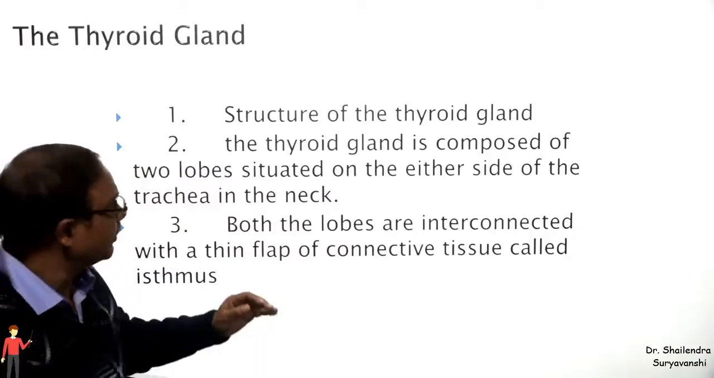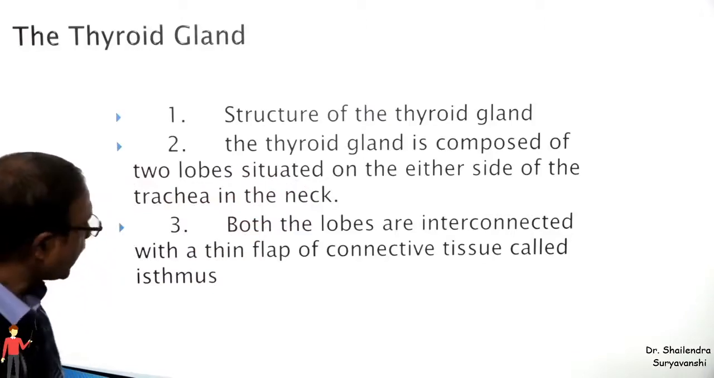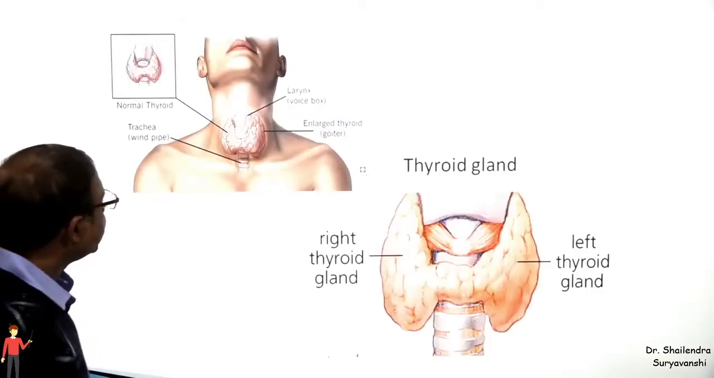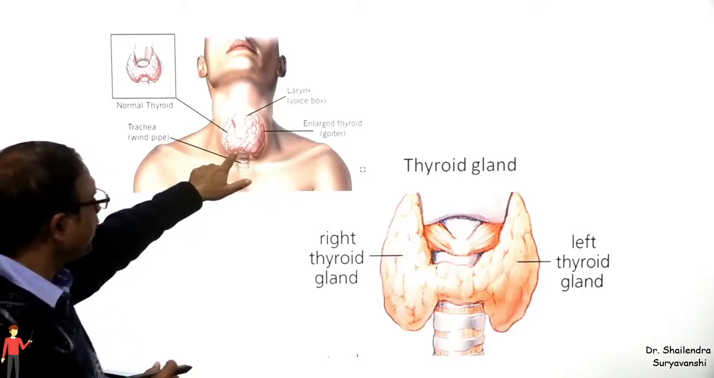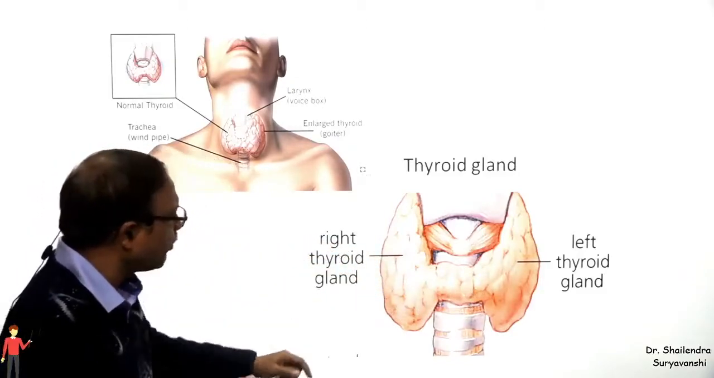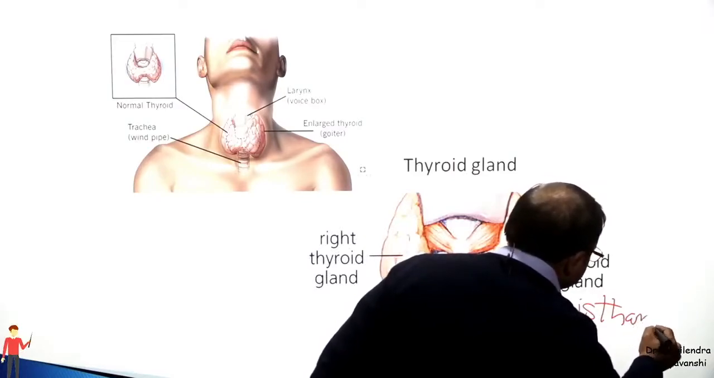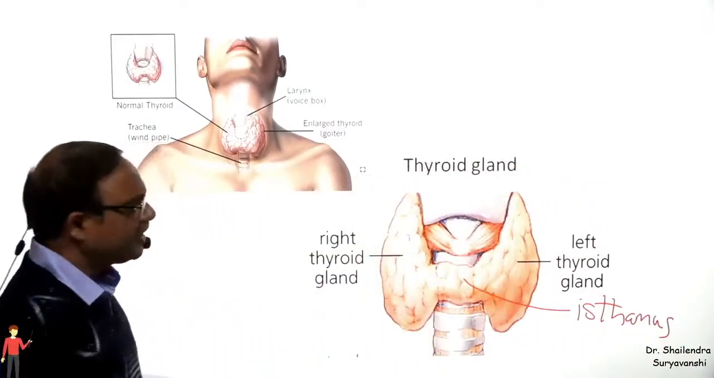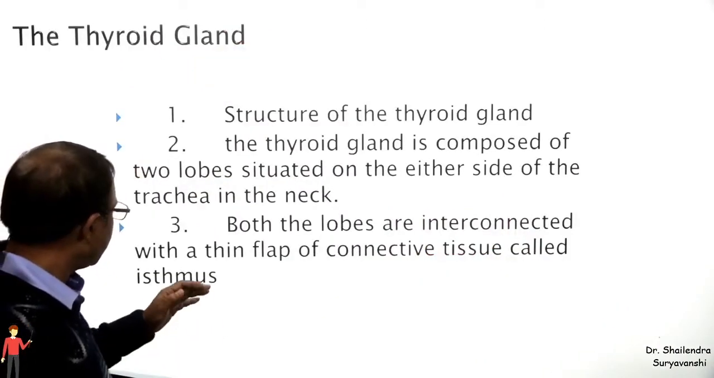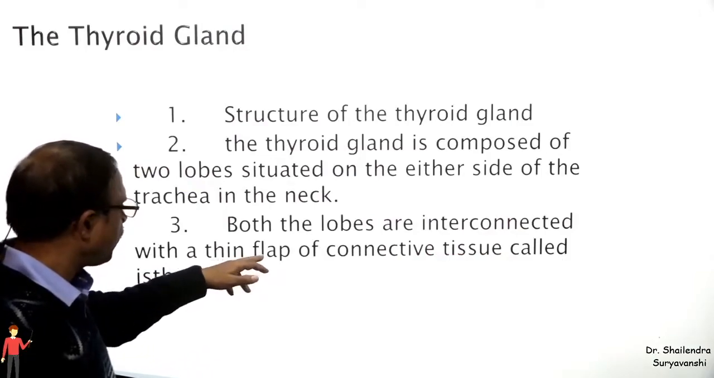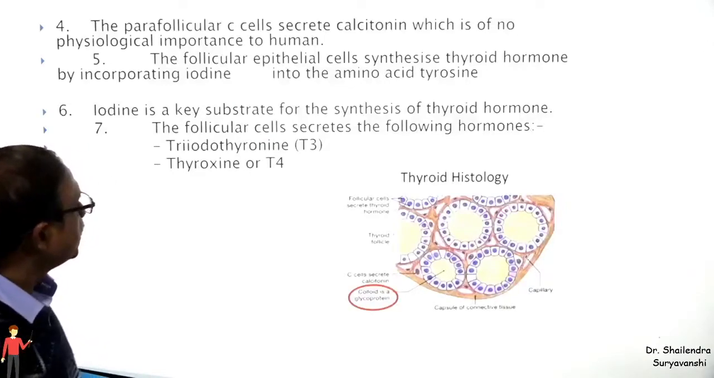Now let us see the structure. The thyroid gland is composed of two lobes, as I already told you, on either side of the trachea in the neck. It is situated in the neck in front of the trachea. It has two lobes, 1 and 2, and they are connected by the isthmus. This is the isthmus. It is quite superficially located. Both lobes are connected by a thin flap of connective tissue called the isthmus.